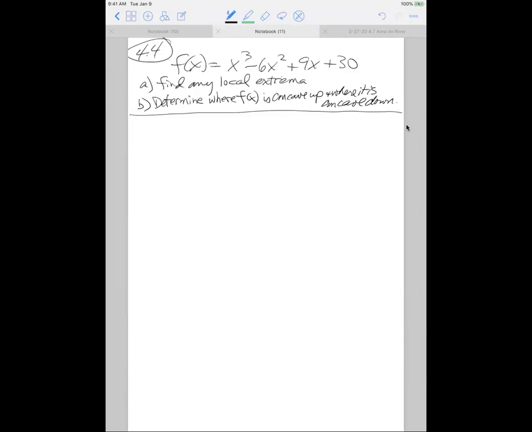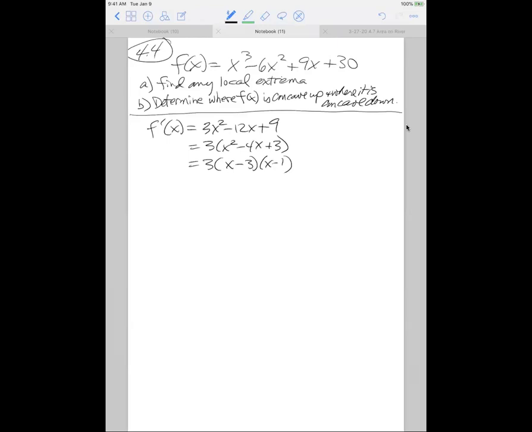The assignment is to find any local extrema, and that rings the bell of the first derivative test, and B, then determine where f of x is concave up and where it is concave down. So we'll take the first derivative and set it equal to 0, right? 3x squared minus 12x plus 9, which is equal to 3 times x squared minus 4x plus 3, which is equal to 3 times x minus 3 and x minus 1.